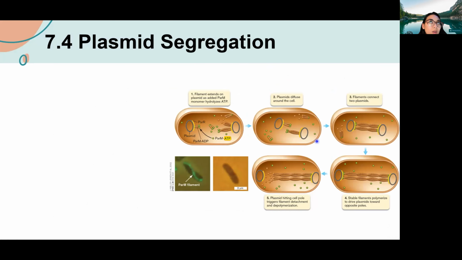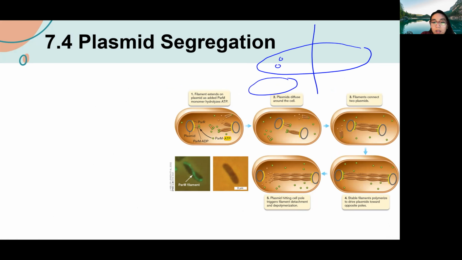Another issue that some plasmids have to deal with is segregating from each other. If this cell were to divide, there's a chance that both plasmids end up in one daughter cell and the other daughter cell ends up with none. So if you imagine here is a bacterial cell that's about to divide, if both of the plasmids end up here and then division happens, you end up with one daughter cell that has two plasmids and one daughter cell that has no plasmids. Which is obviously not good. So we don't want that to happen.